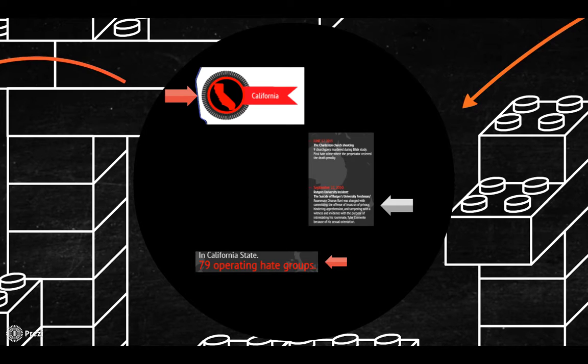A setback that I had was that in the image above it, it's a silhouette of a state. In my color model, the silhouettes of the states were colored white. Now I decided to color mine red because I wanted it to correspond with the 79 operating hate group fact, so that you knew to look to that.